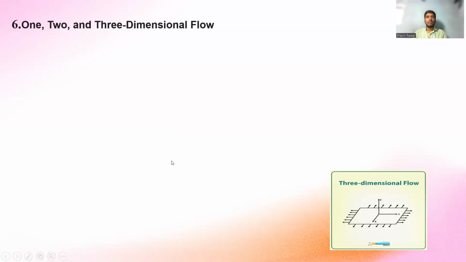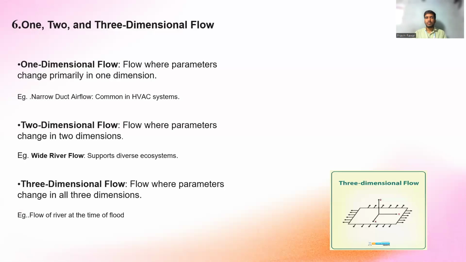The last type is one-dimensional, two-dimensional, and three-dimensional flow. Dimensions means three axes: X, Y, Z. One-dimensional flow means the flow parameters change primarily in only one direction. Maybe it is X, maybe Y, or maybe Z, but only one. Example, narrow duct airflow, commonly used in HVAC systems.